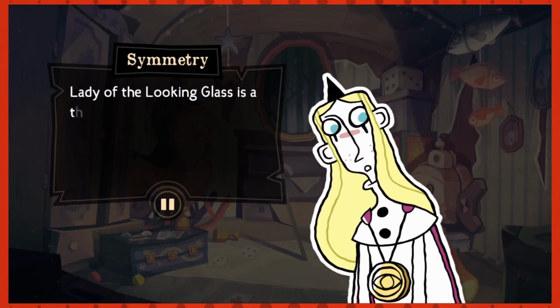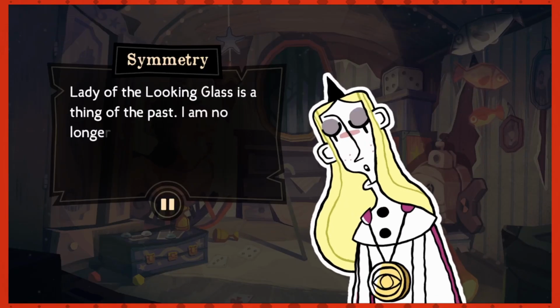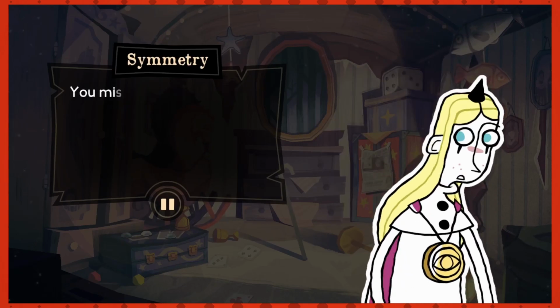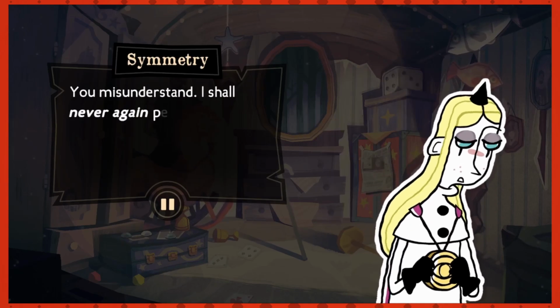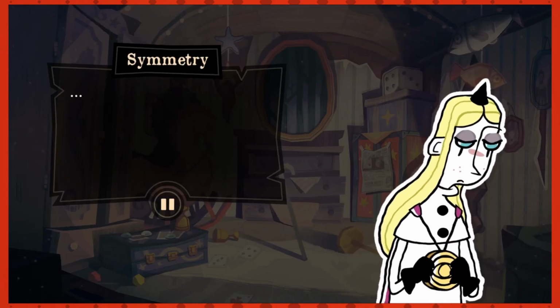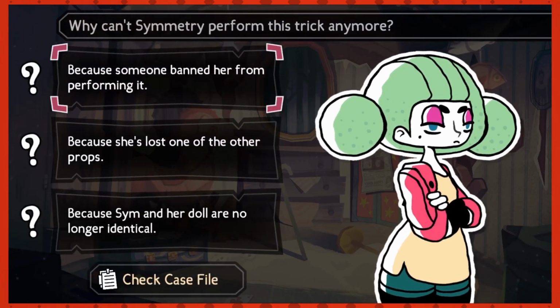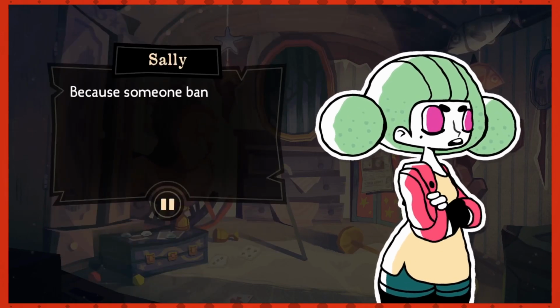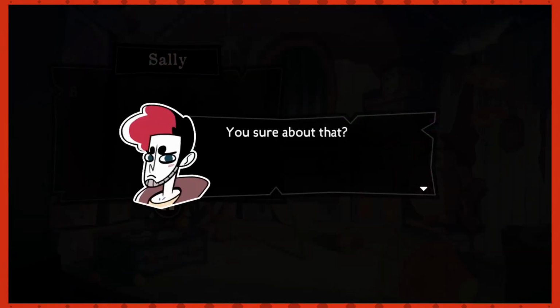Lady of the Looking Glass is a thing of the past. I am no longer able to perform it. Because you don't have the special mirror. You misunderstand. I shall never again perform this trick. But why not? Because you didn't get along with Fortuna, yeah. Someone has banned her from performing it. You sure about that? No.